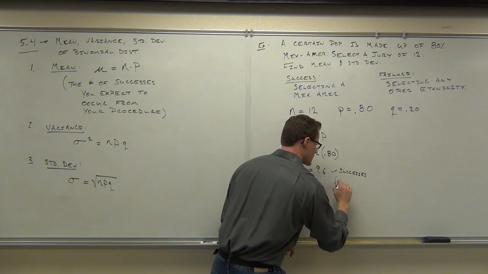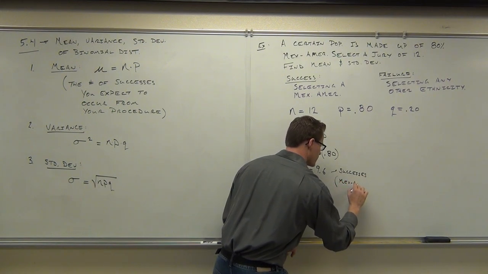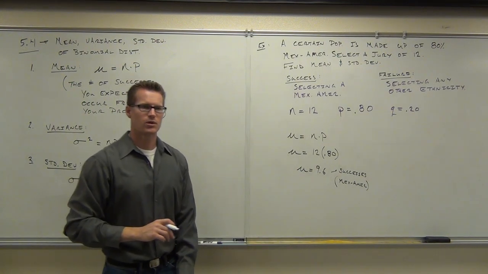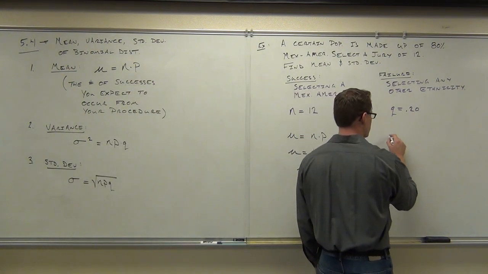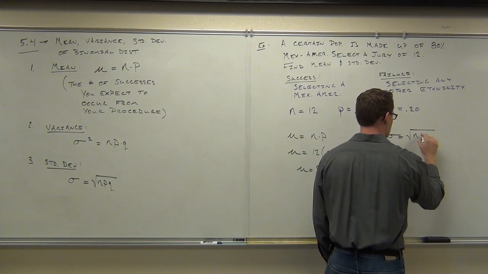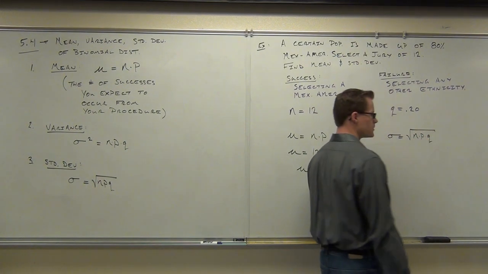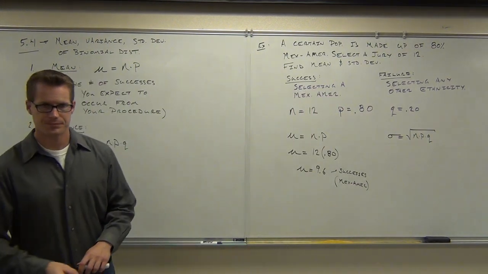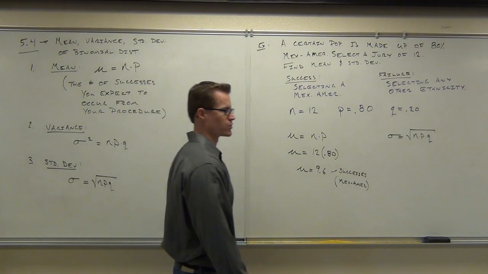In this case, it's selecting Mexican Americans. Can you please go ahead and do this for me? Calculate your standard deviation. Why don't you do that on your own? Take your n times p times q, then take a square root of it, and tell me what you get after that. Just let everyone work on that right now, okay?